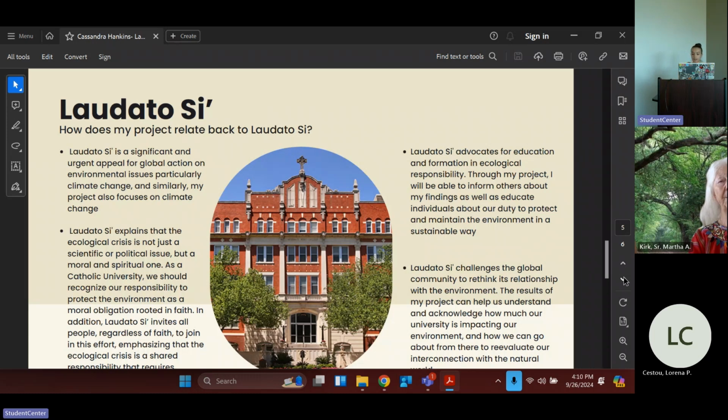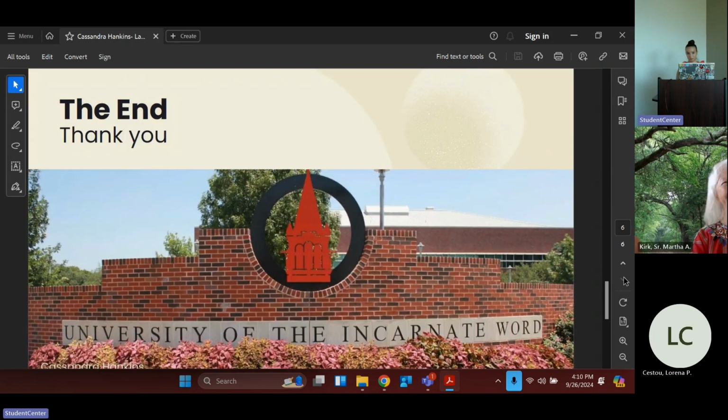And then lastly, Laudato Si challenges the global community to rethink its relationship with the environment. And so the results of my project can help us understand and acknowledge just how much our university is impacting our environment, and how we can go from there to reevaluate the interconnection that we have with the natural world. And that is it. Thank you.